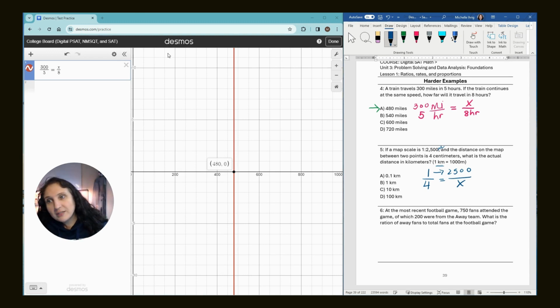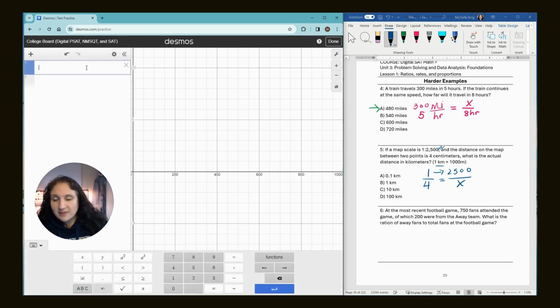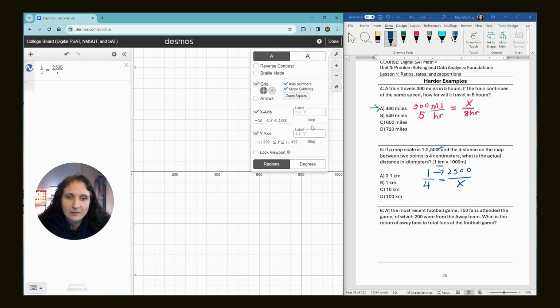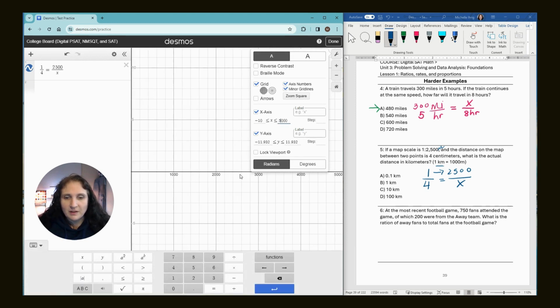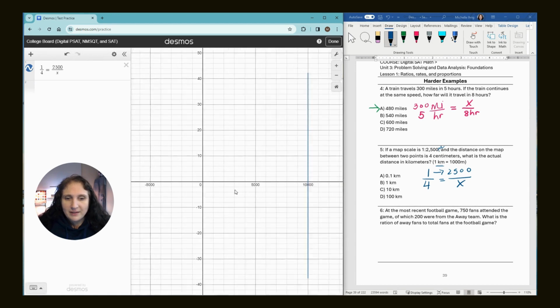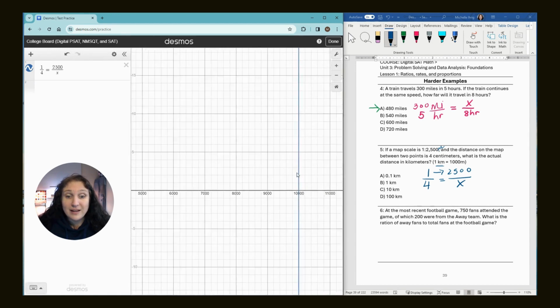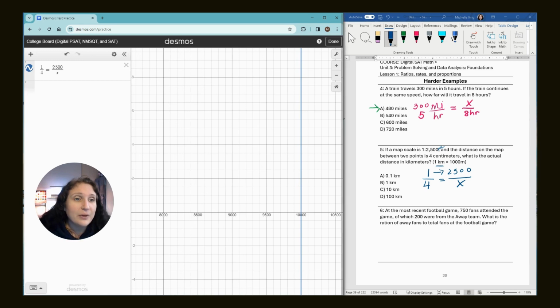So same thing, go into Desmos and set it up the same way. 1 divided by 4 equals 2,500 divided by X. And we just keep scrolling out. Instead of 1,000 this time, let's make it 5,000. How big is that? Oh, we got to keep going. Whoa, we had to go all the way to 10,000. So now we know that it's 10,000 meters.